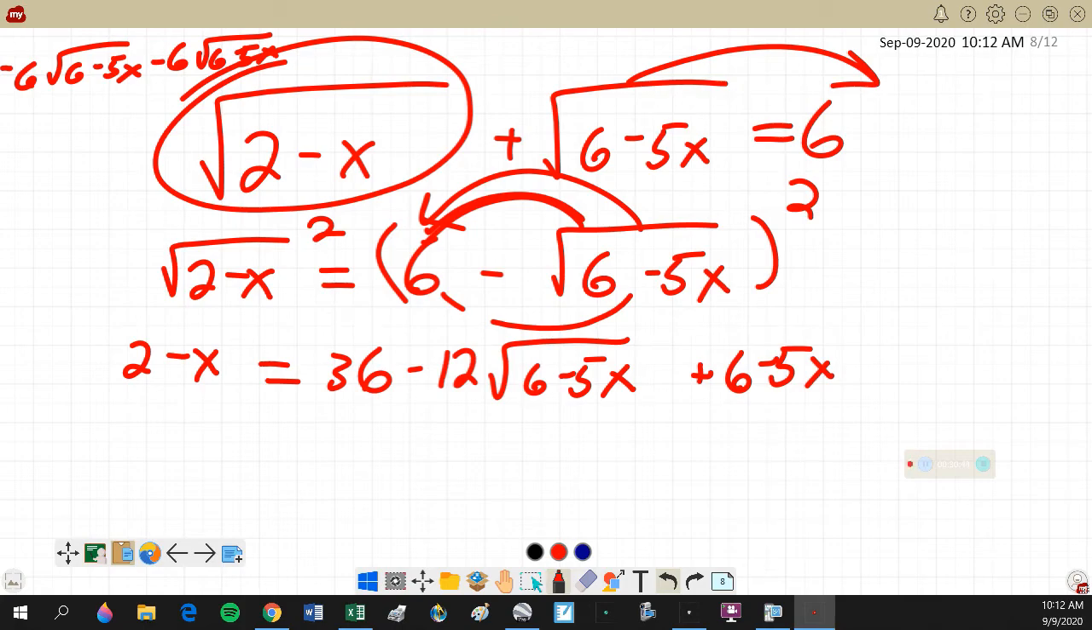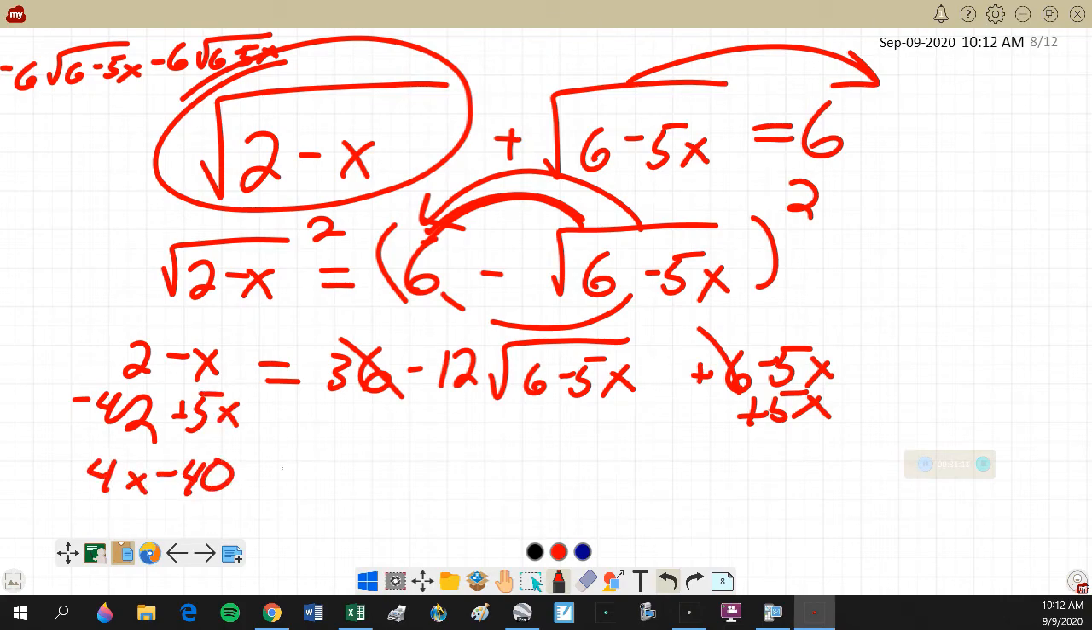Well, I still have a square root. I need to get rid of that square root by squaring it. But in order to do that, we need to move everything else out of the way. So those two make 42. So I will subtract 42. And then I'll also add 5x. So 4x minus 40 equals negative 12 times the square root of 6 minus 5x.